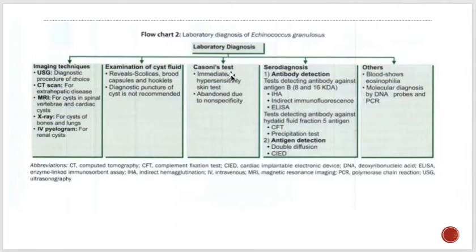Casoni's test is a hypersensitivity reaction, a type 1 reaction, by the way. So what they do is collect the hydatid fluid from the animals or the humans, and they inject this fluid in the arm of the patient, and they see if there is any reaction on the skin or not. If there is a reaction on the skin, then of course the patient has the infection.